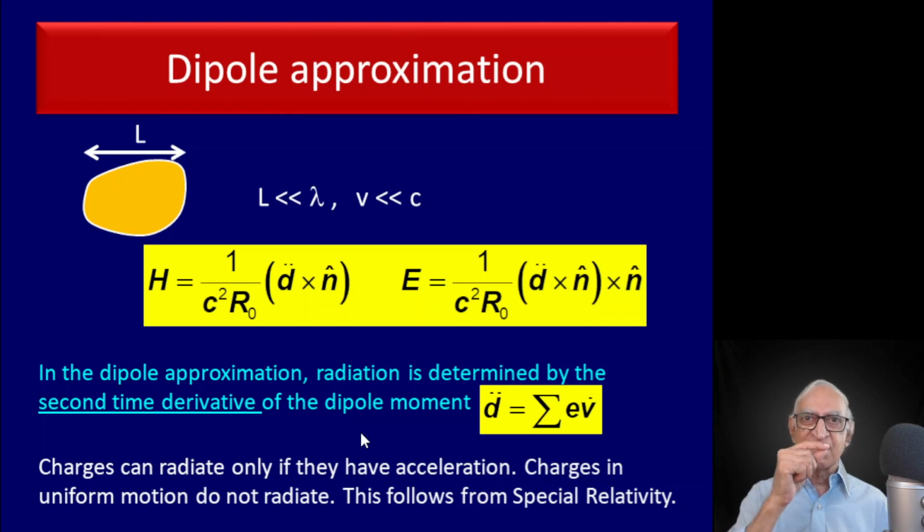If a charge is moving uniformly, and if it radiates, then according to the principle of relativity, even a stationary charge must radiate. Now, surely that cannot be true. Therefore, only accelerated charges can radiate. A uniformly moving charge cannot radiate. And even if the charge is accelerated, it will radiate only if the second time derivative of the dipole moment exists.